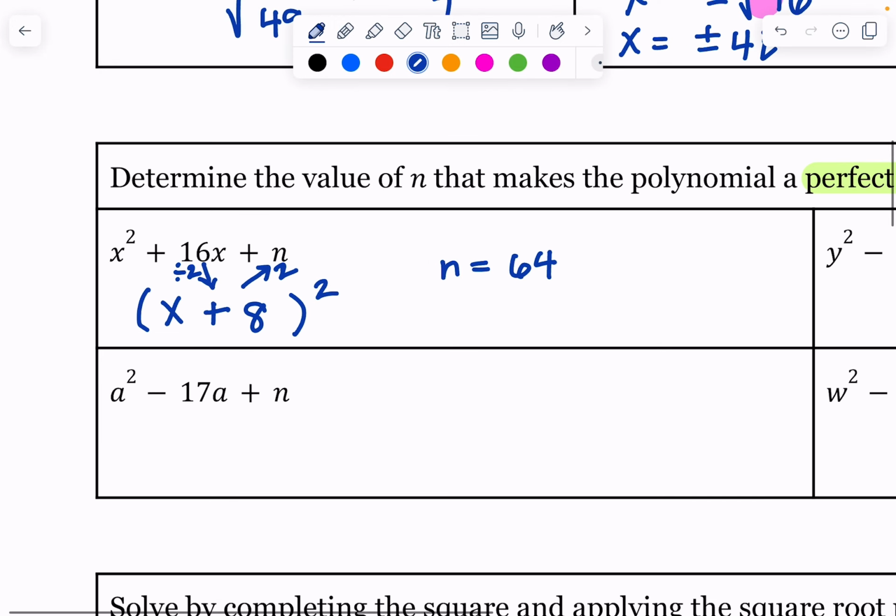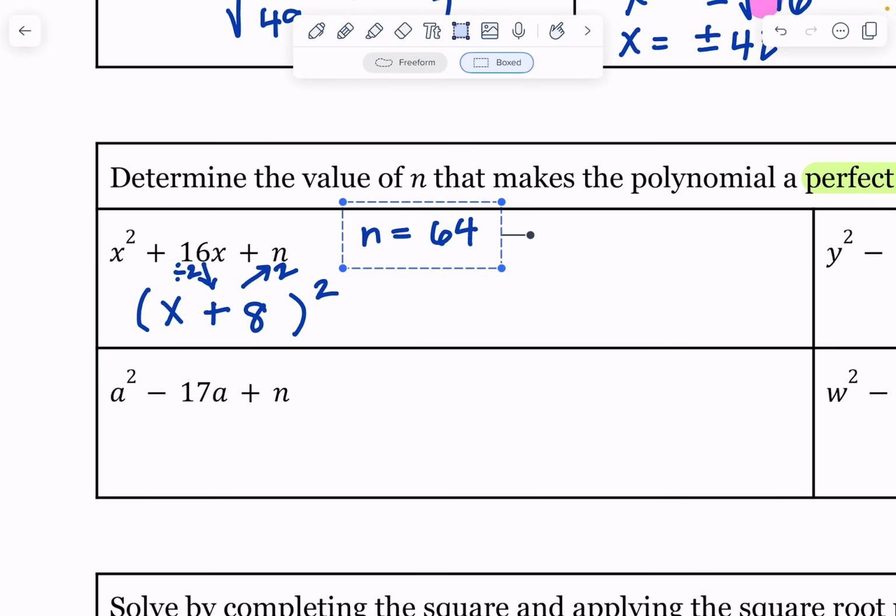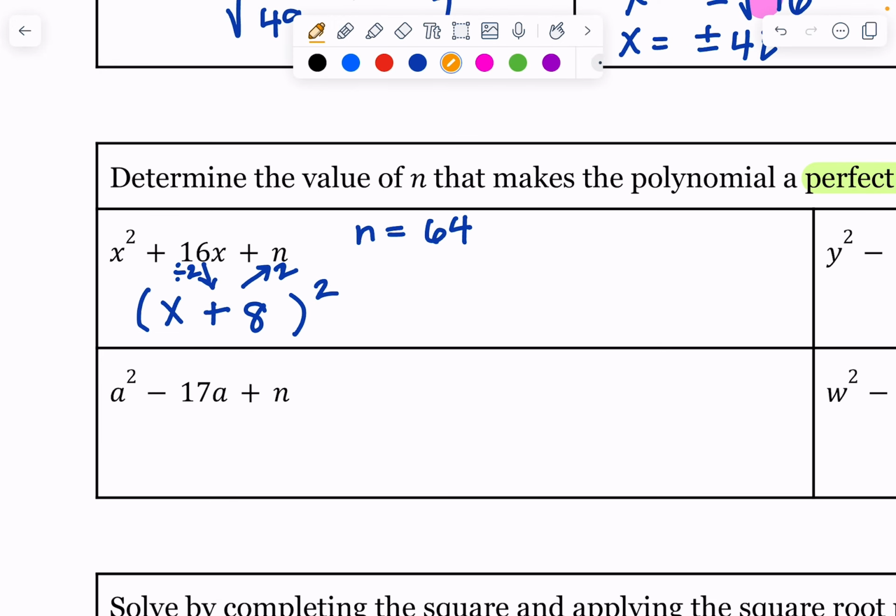So that is kind of rushed, but basically all we are doing, I'll grab a different color, we are saying that x squared plus 16x plus 64 is a perfect square because x plus 8 squared will give us x squared plus 16x plus 64. And the little trick to get that would be divide by 2 and then take that number and then square it.